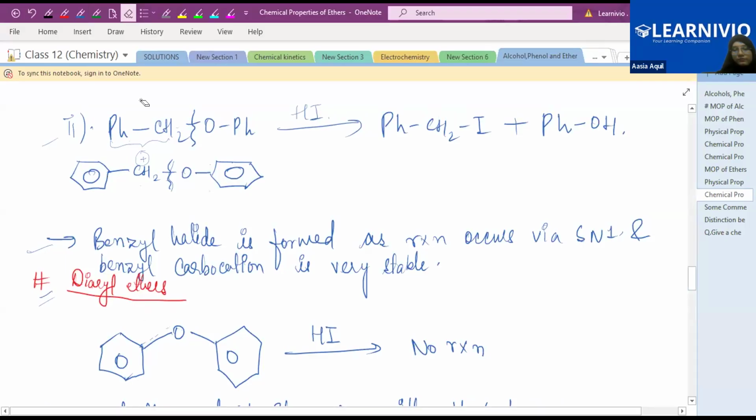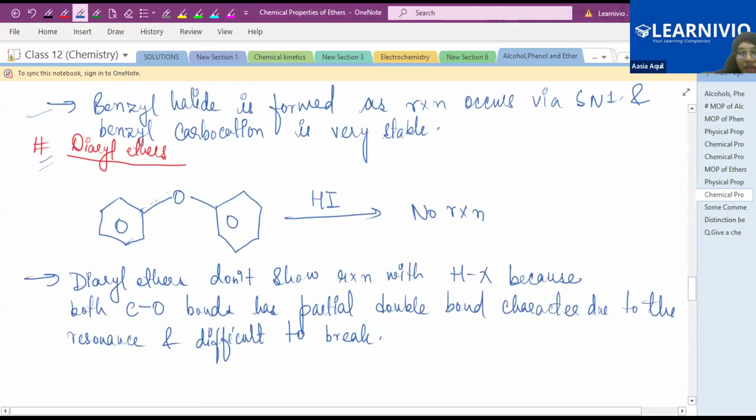Because no bond can break. Yeah, why will no bond break, Ali? Because of partial double bond character. Yes, very good. You can see this oxygen is attached to the benzene ring directly, so the lone pair of this oxygen is involved in resonance with both the benzene rings. So there will be a partial double bond character between this carbon and oxygen and this carbon and oxygen also, which is very difficult to break, right?